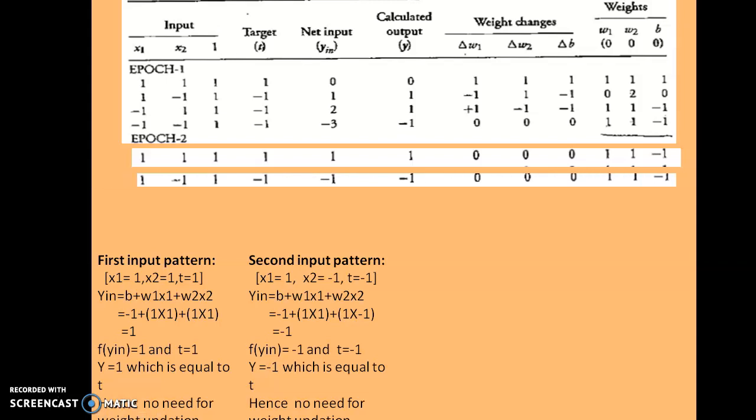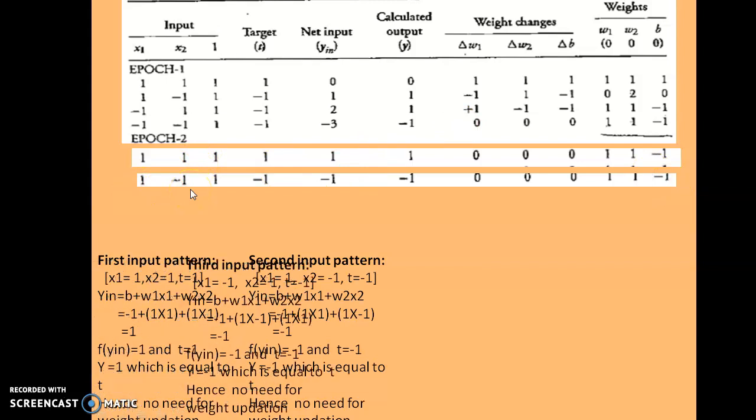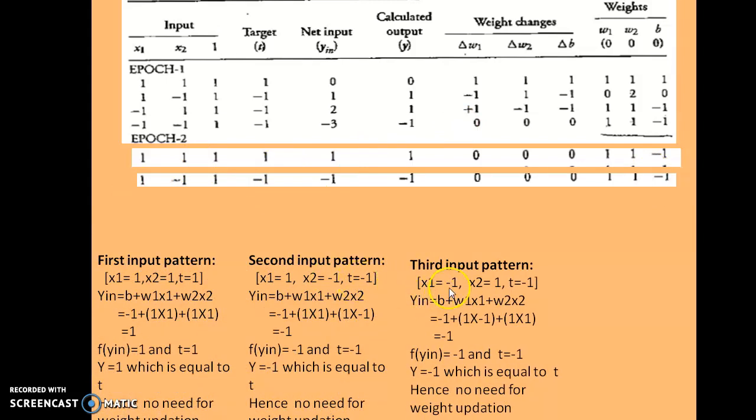We move to the third sample. So we keep the weight changes as 0, 0, weight is also 1, 1, bias is minus 1, for 1, minus 1. We'll go for the third input. How to calculate the third input? Minus 1, 1, target is minus 1. Y in equals bias minus 1, W1 value is 1, X1 value is minus 1, W2 value is 1, X2 value is 1, so y in value is minus 1, which is less than 0. So the calculated output is minus 1, the target is also minus 1. Both are equal, no need for weight updation.